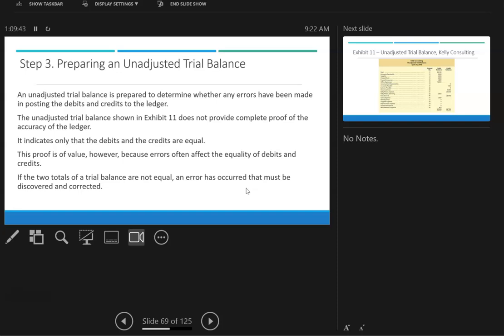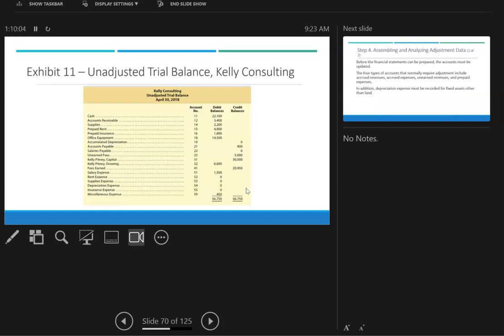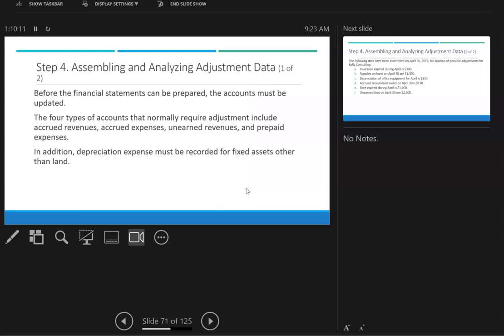After we do that, we then prepare what we call an unadjusted trial balance. All it shows is our debits equal our credits. There could still be mistakes on the trial balance because we could have journalized something wrong, okay? But our debits just equal our credits. Then, after we prepare this unadjusted trial balance, we need to then go and look at possible adjusting entries.